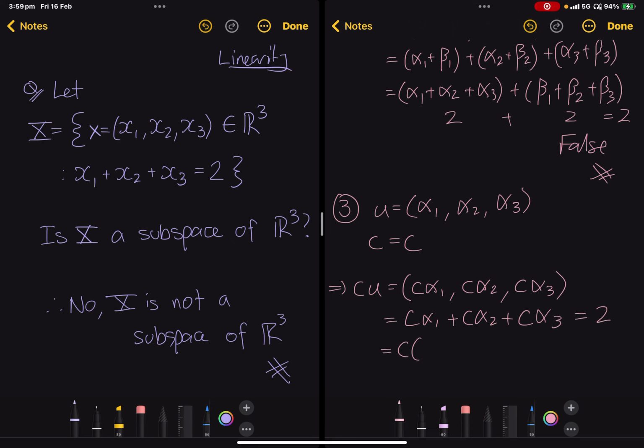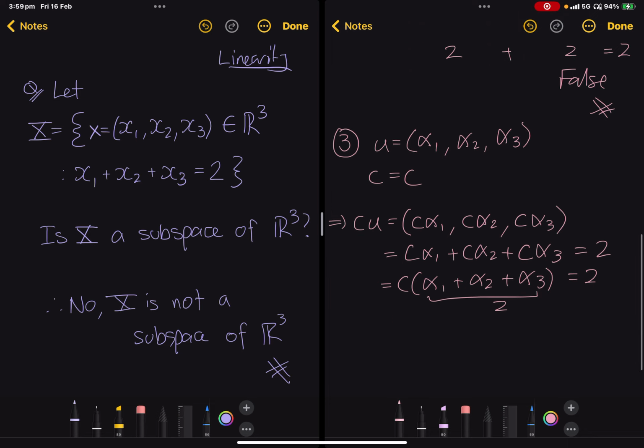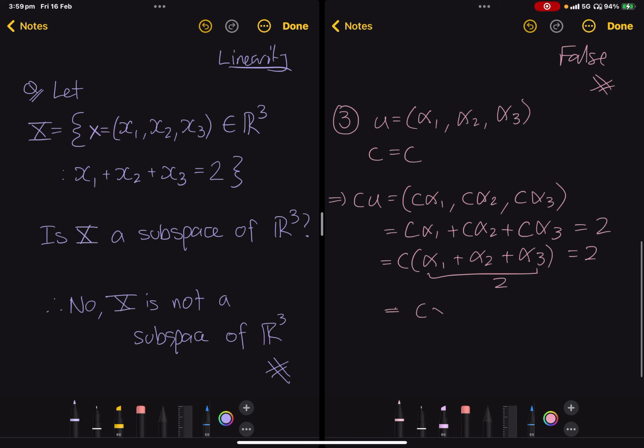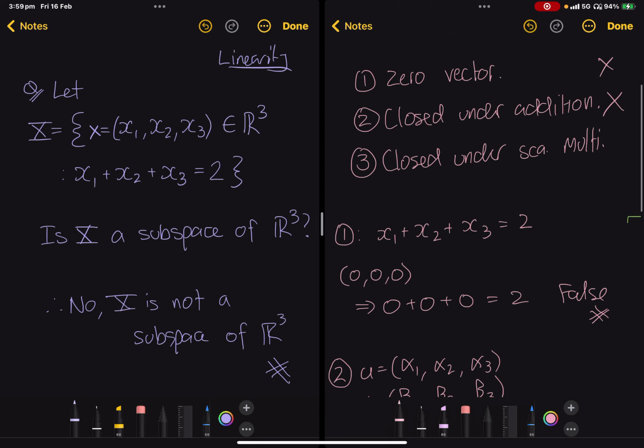Well, if we factor c out, we get c times (alpha 1 + alpha 2 + alpha 3) is equal to 2, but we know this is 2. So now we get the expression that c times 2 is equal to 2. This is only true if c equals 1. And because it's not true for all values of c, it fails the test for closure under scalar multiplication. So failed 0, failed addition, failed scalar multiplication.